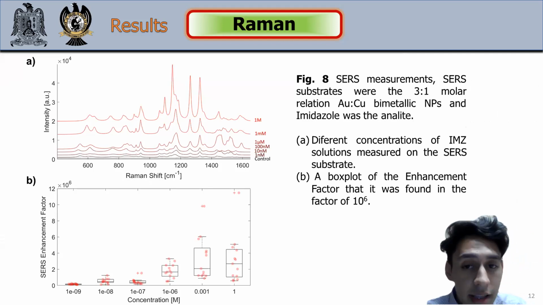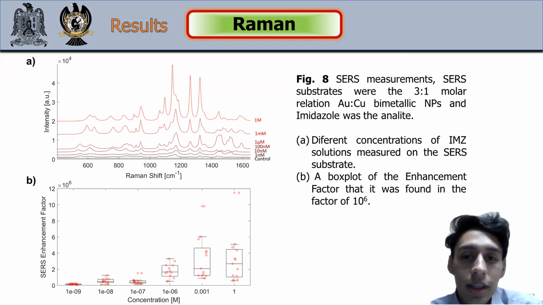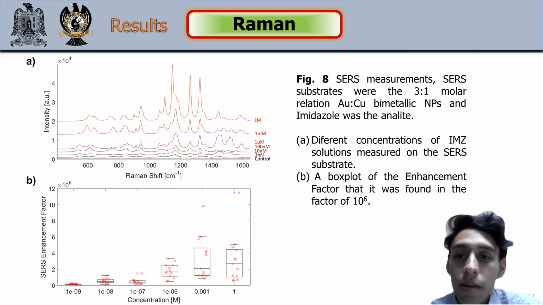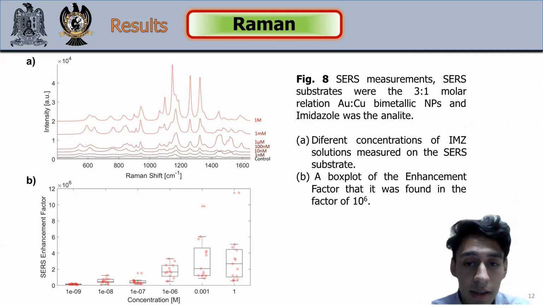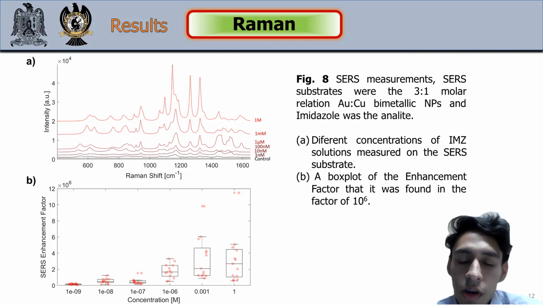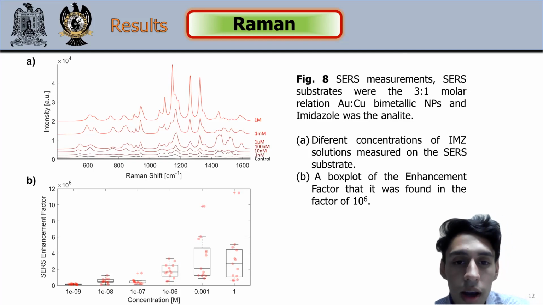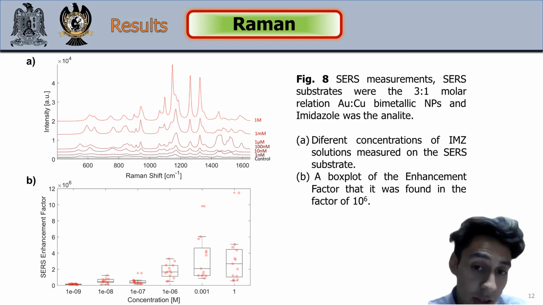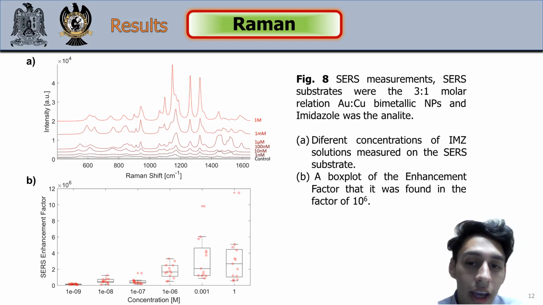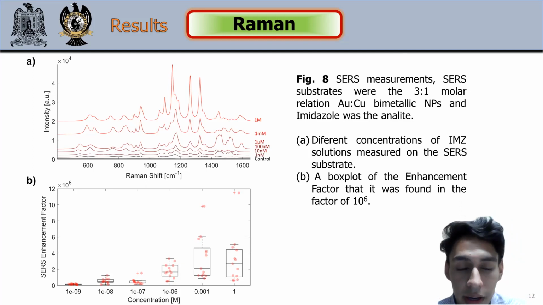Figure 8 shows the SERS measurements. As I said, SERS substrates were the 3-to-1 molar ratio of gold-copper bimetallic nanoparticles, and imidazole was the analyte. Frame A shows different concentrations of imidazole solutions measured on the SERS substrate. It goes from concentrations of 1 molar to 1 nanomolar. And in frame B, we have a box plot of the enhancement factor that was found in the order of 10 to the 6th power.